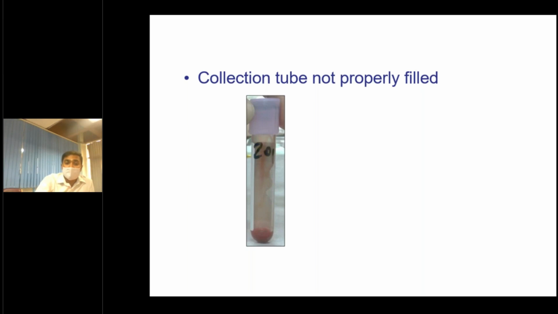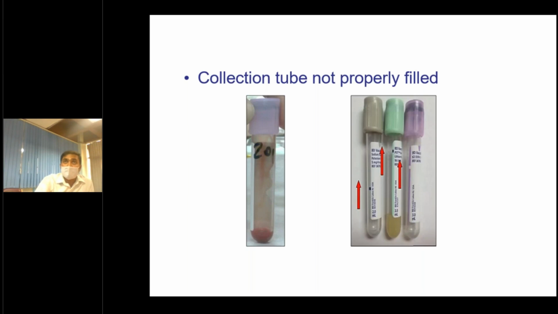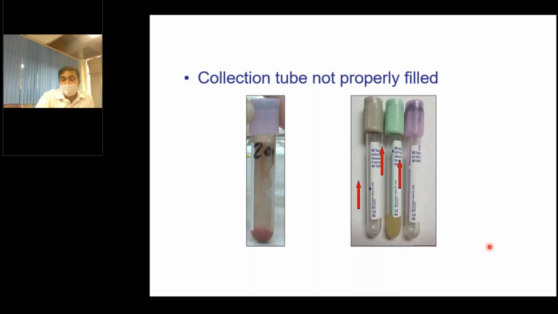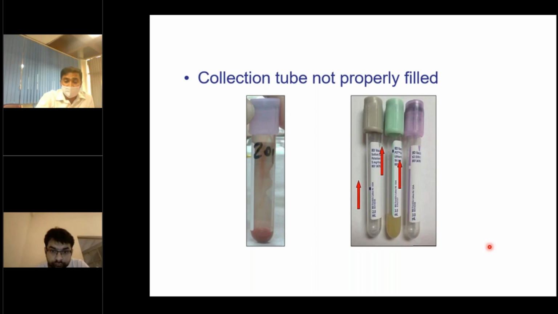In fact, every vacutainer comes with a mark, and you have to check whether it is filled up to there. If you check for these marks, the blood should be filled up to the mark over the vacutainer. And if the tube has expired, then the vacuum has been lost, and automatically the blood will not get filled to the mark.